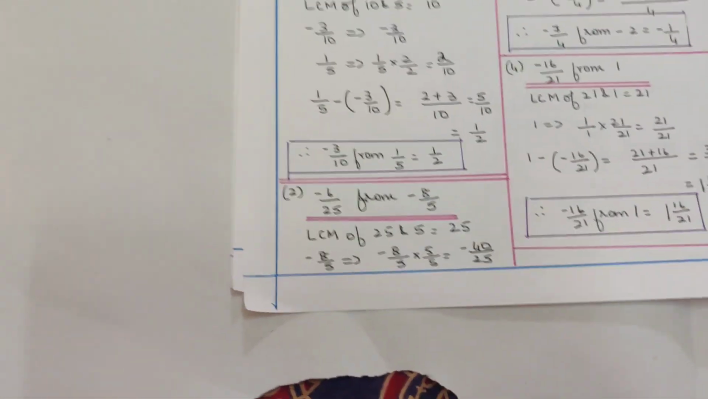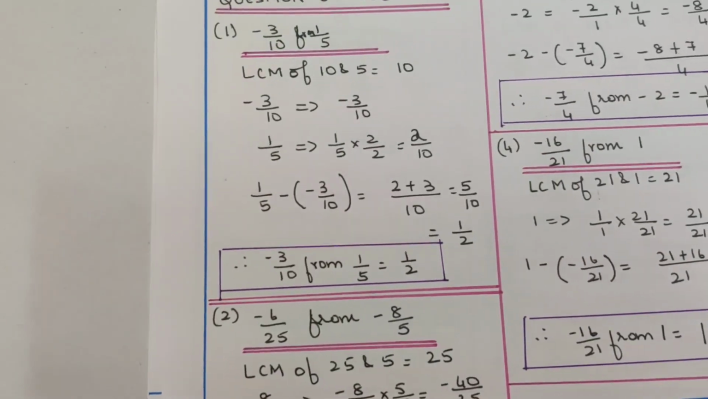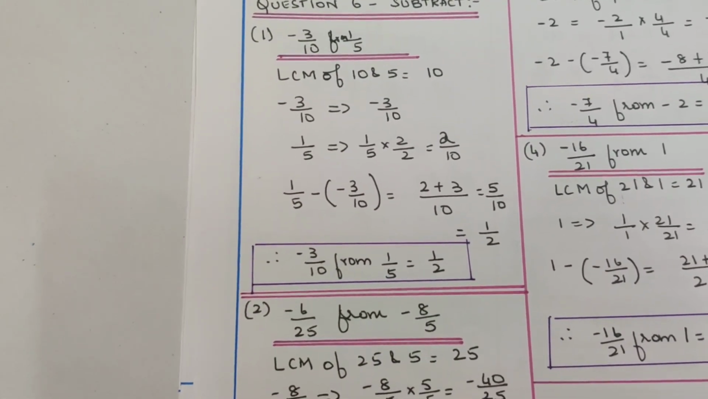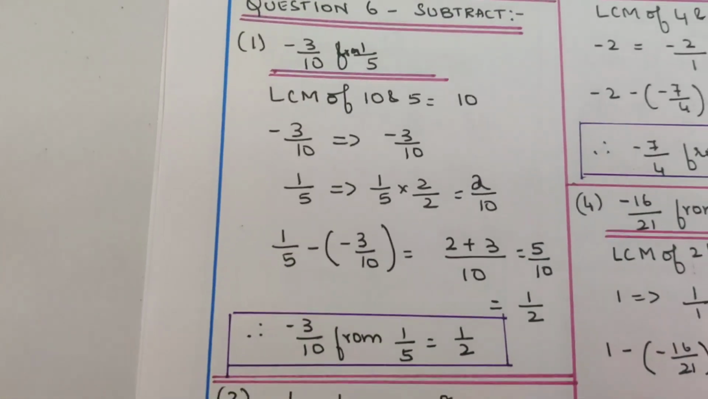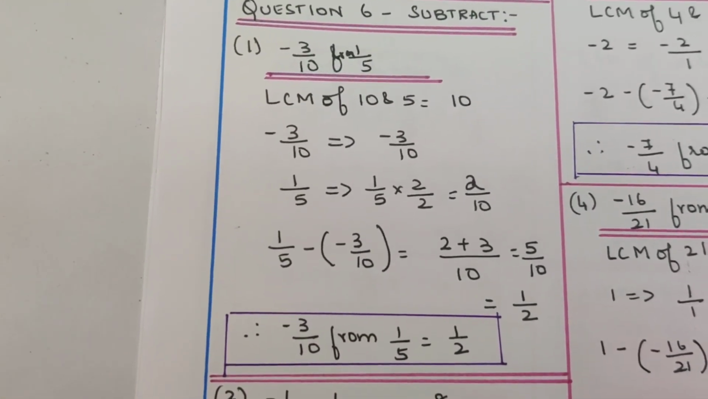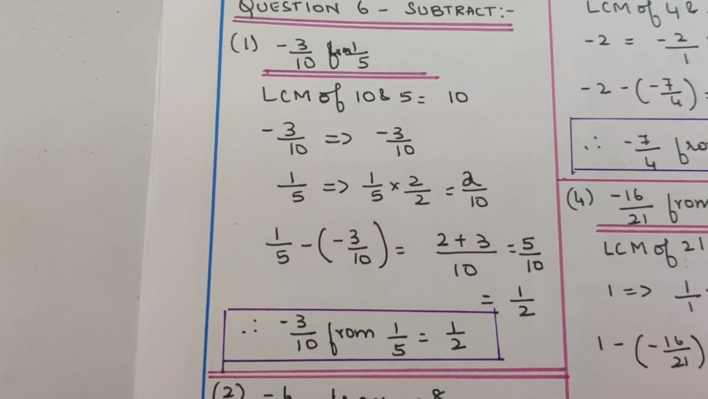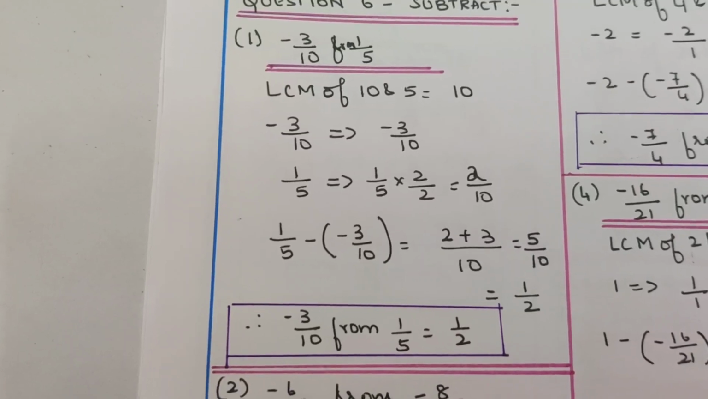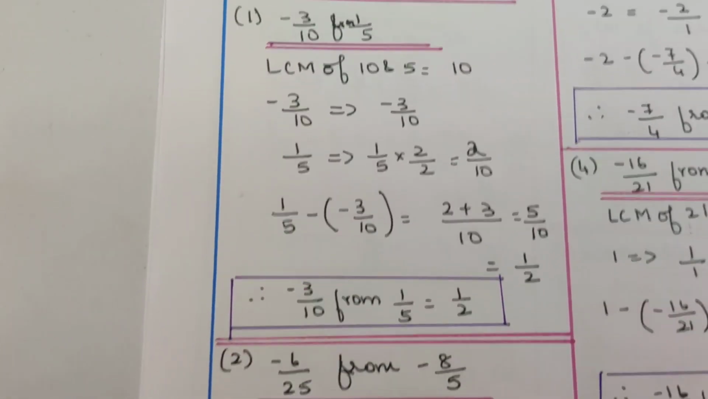Again, same concepts for subtraction. All that you need to do is take the LCM of 10 and 5. That becomes 10. And giving a pause for you to see my calculation. And when you do the subtraction, you get 1 by 2. Isn't it easy? Yes, it is easy.